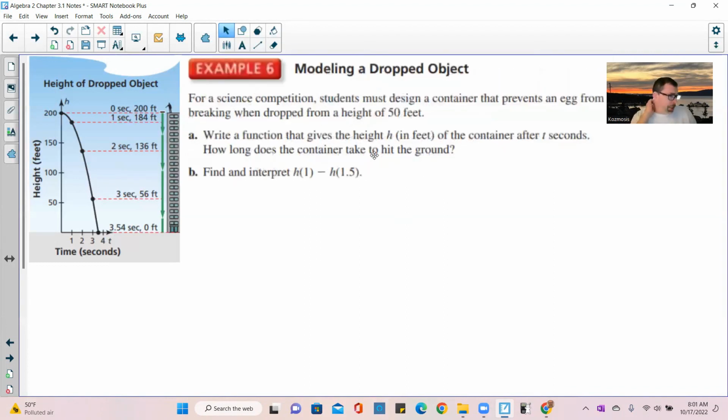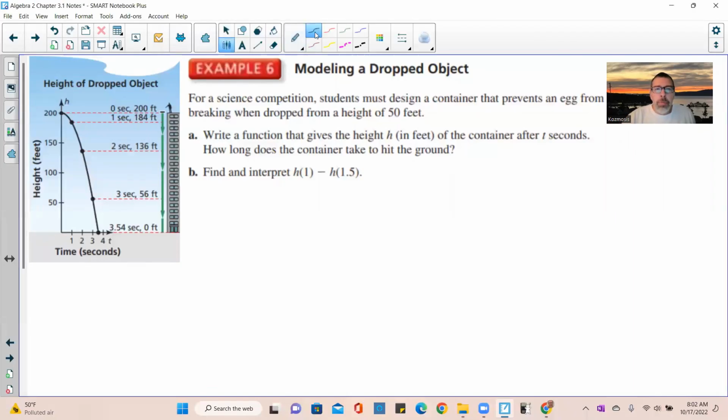Okay, so here's example 6, modeling a dropped object. For a science competition, students must design a container that prevents an egg from breaking when dropping from a height of 50 feet. Write a function that gives the height h in feet of the container after t seconds. And how long does the container take to hit the ground?